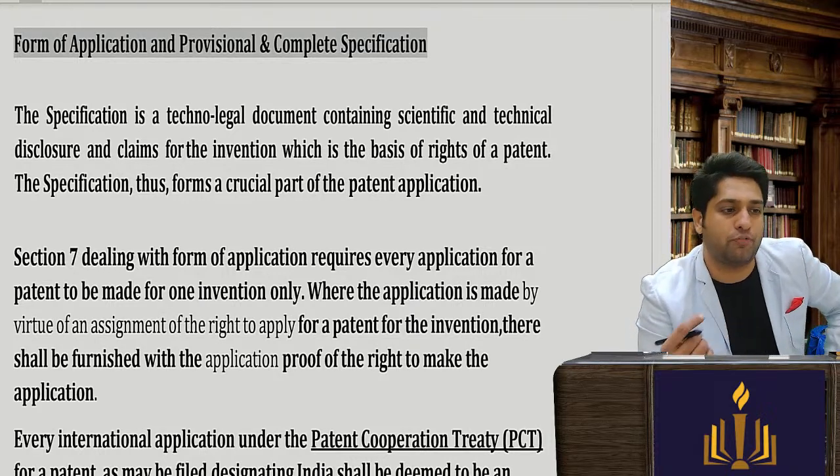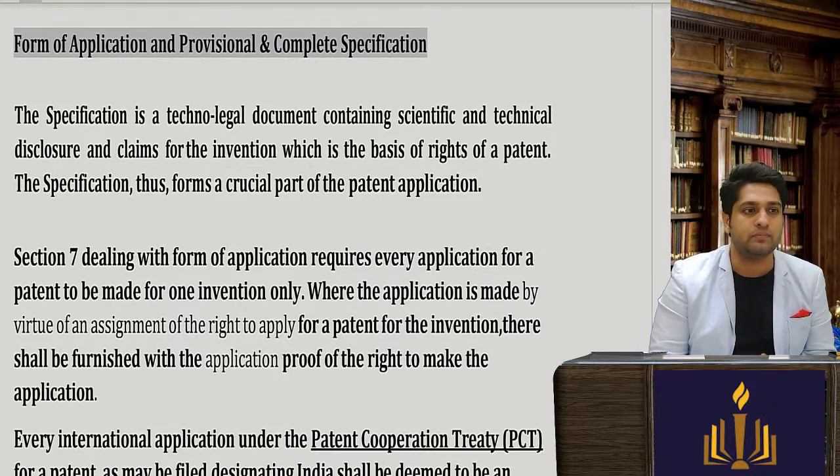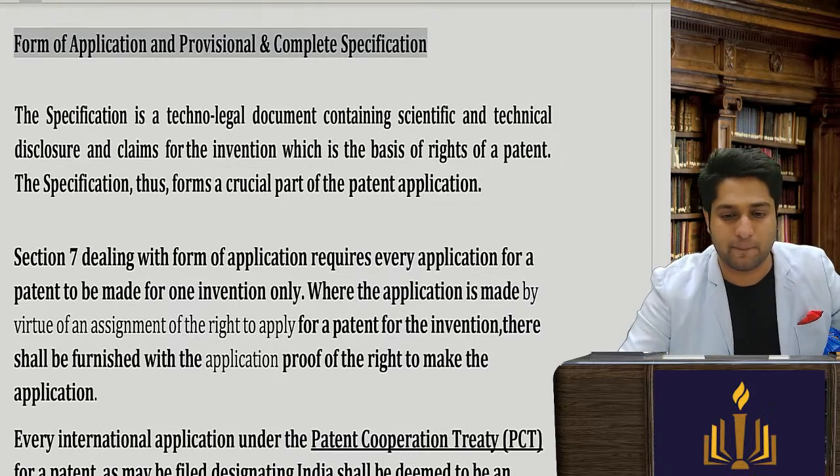Now the form of application and provisional and complete specification we will do tomorrow. Clear?